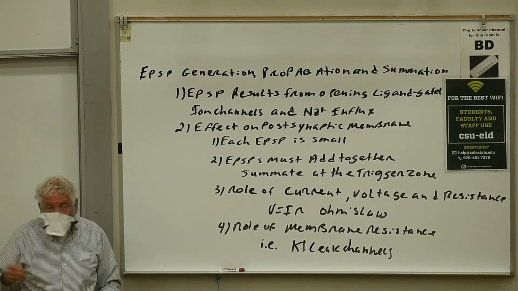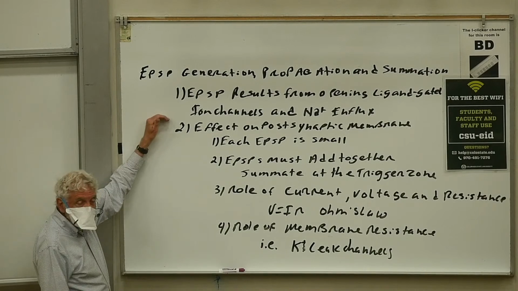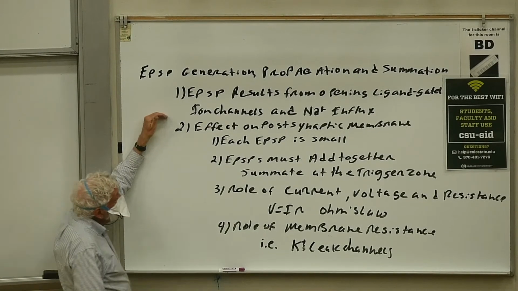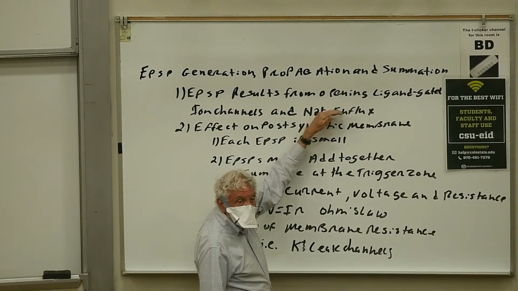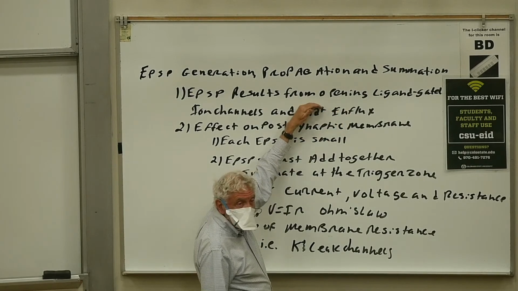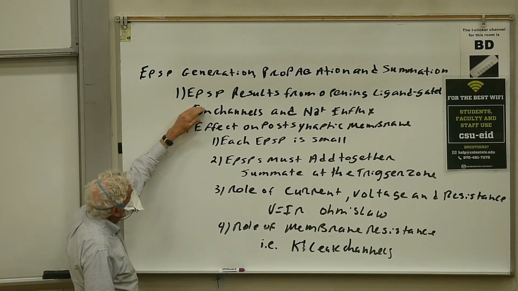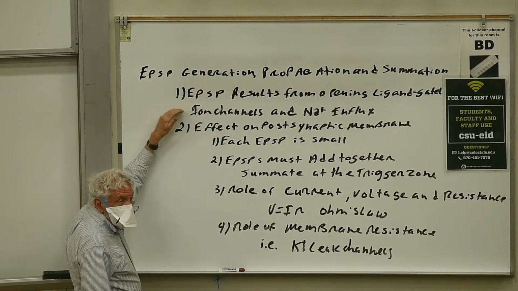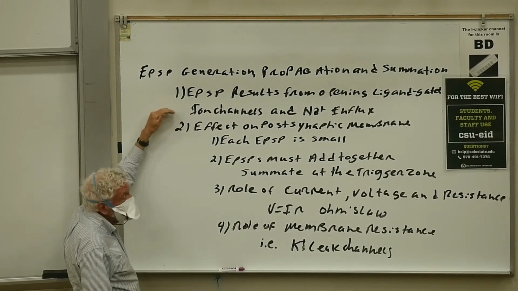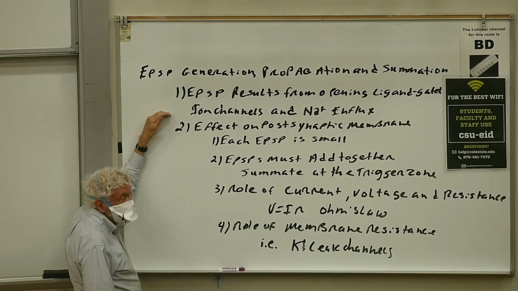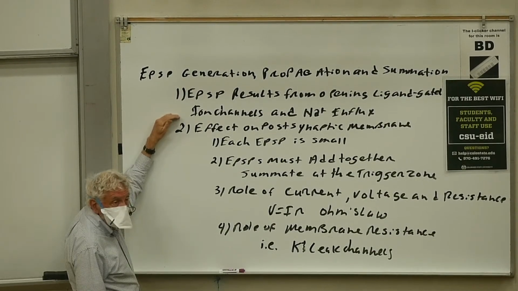In our first iteration of this, we're going to talk about the influx of sodium. And because sodium is coming in, sodium is positively charged, it's going to be depolarization. That means it's an excitatory postsynaptic potential. An EPSP is produced by the opening of these ligand-gated channels. EPSPs in the central nervous system are very small. They're less than a millivolt.